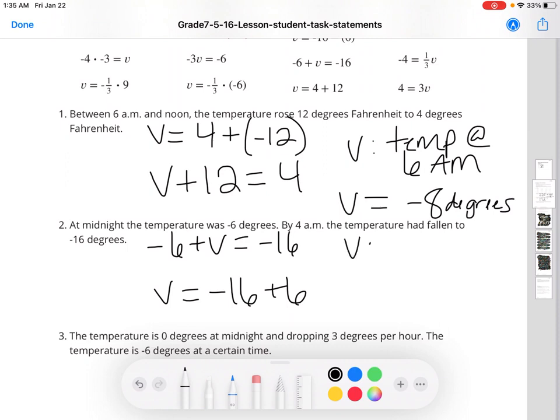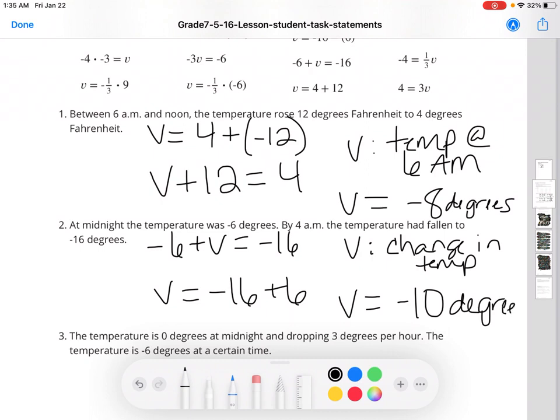So V represents my what? That's my change in temperature. So what does V equal in order for these equations to be true? It would equal negative 10 degrees. So negative 6 plus negative 10 equals negative 16.